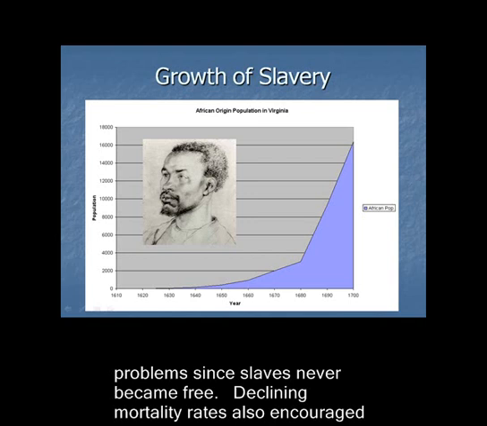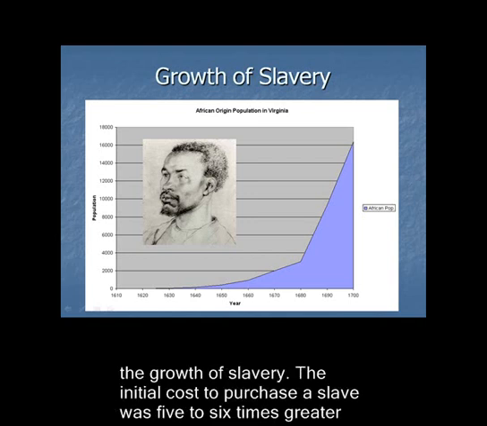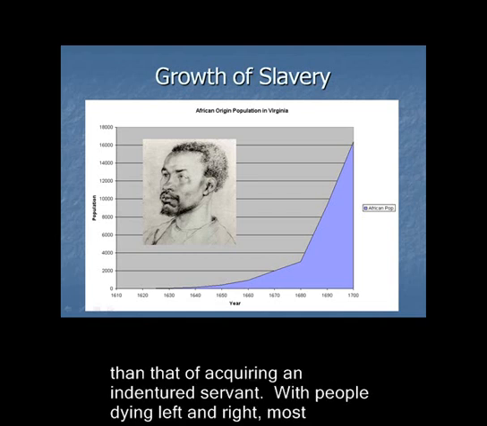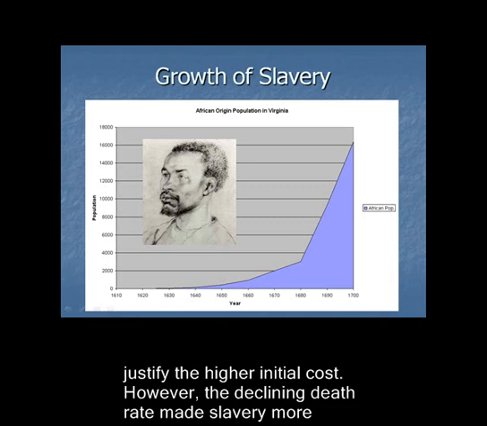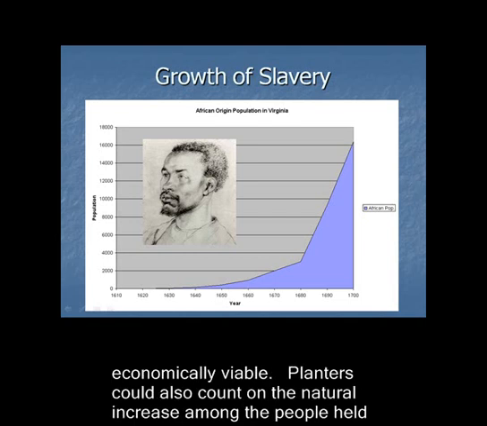Declining mortality rates also encouraged the growth of slavery. The initial cost to purchase a slave was 5 to 6 times greater than that of acquiring an indentured servant. With people dying left and right, most plantation owners realized that it was unlikely that a slave would live long enough to justify the higher initial cost. However, with a declining death rate, slavery became more economically viable.